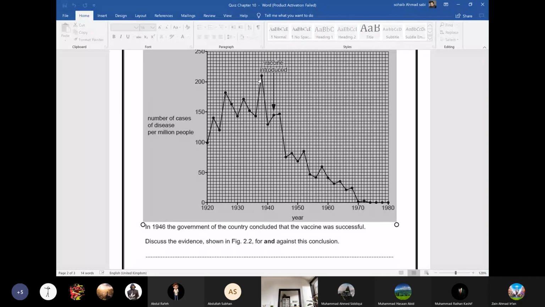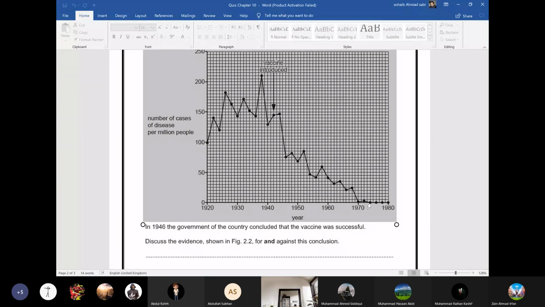Understood, sir. Right? So the number of cases is less compared to pre-vaccine years. Then the next point you can tell is that the number of cases has also decreased over the years, and after 1974 there are no cases of the disease. Understand, everyone, that after 1974 there are no cases. So this was in favor.